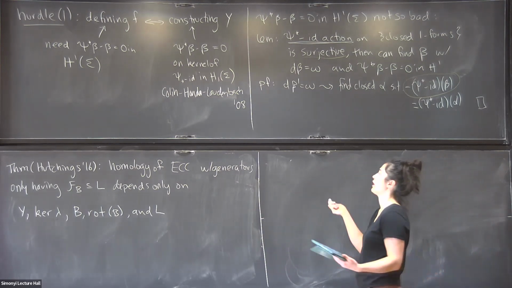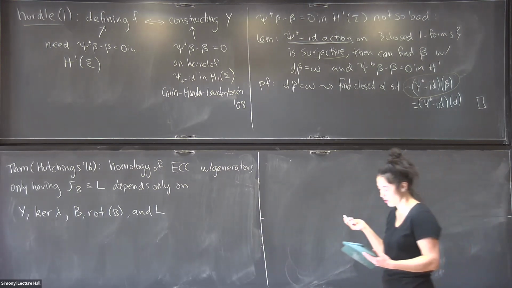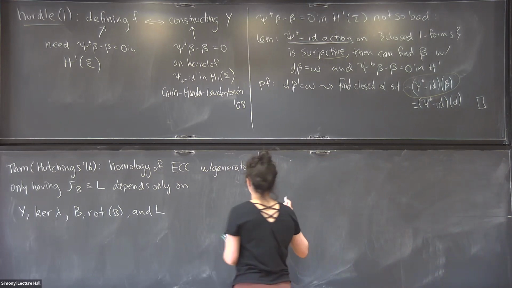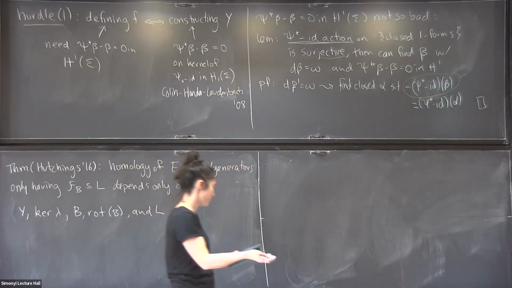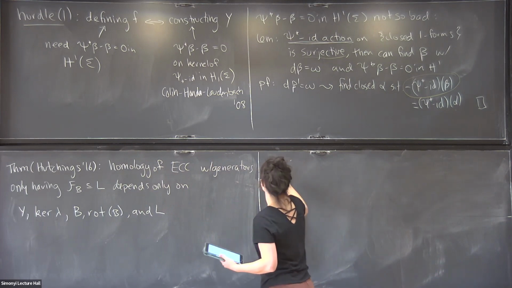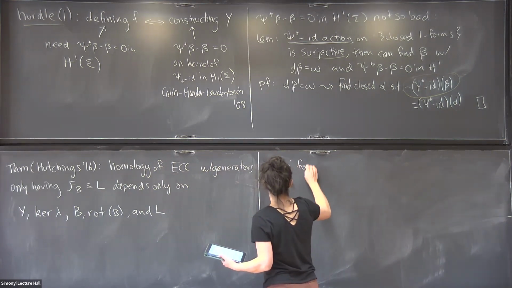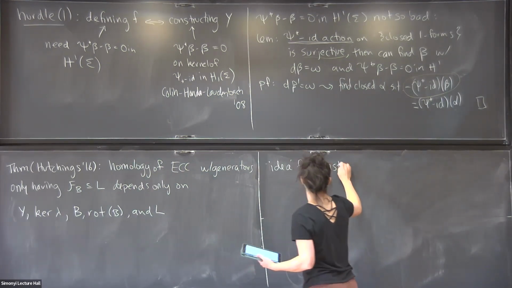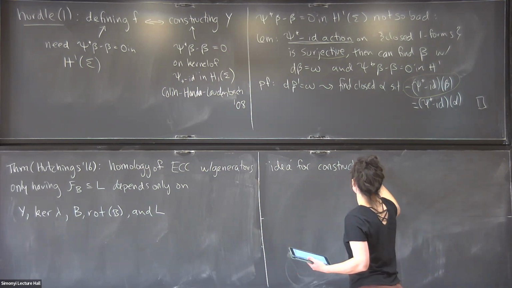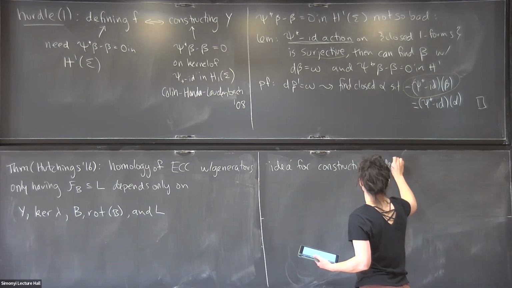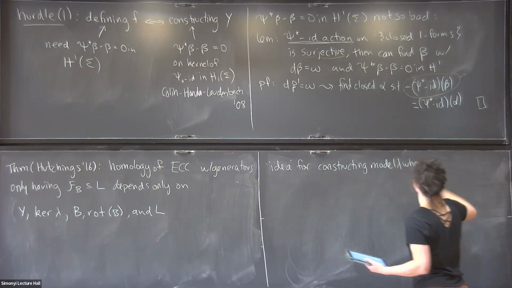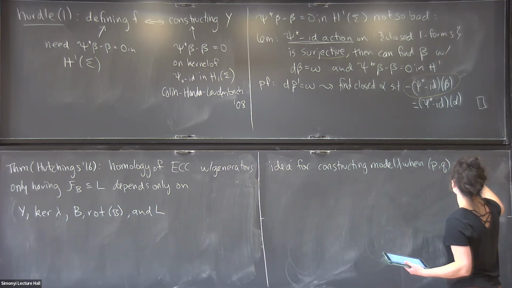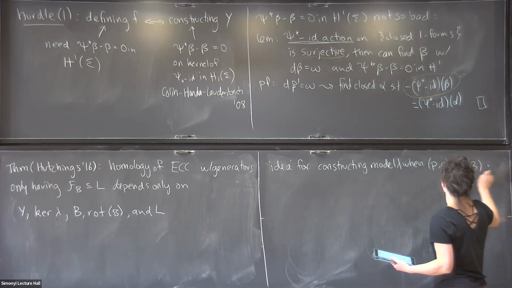And if you're interested in the guts of that, I have a lot of tables of generators I can show you. But the nicest situation is P, Q equals 2, 3, which is what I've drawn over there. So the idea for constructing the model contact form when P, Q equals 2, 3 is the following.